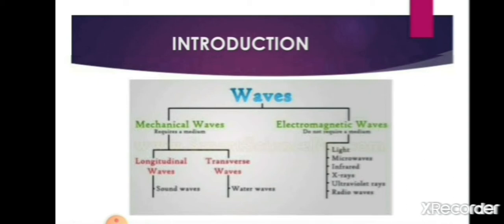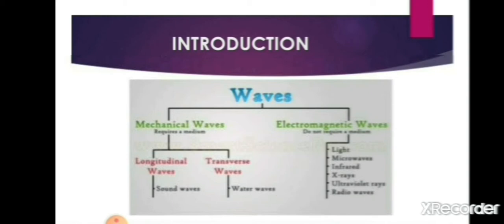Okay, first is what is wave? My question is what is wave? We know that wave is a disturbance in a medium that carries energy without a net movement of particles. There are mainly two types of waves. One is mechanical wave and the other one is electromagnetic waves.